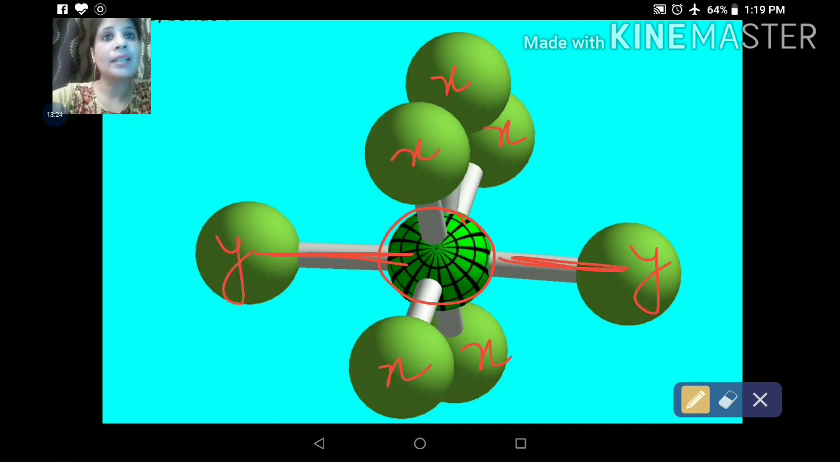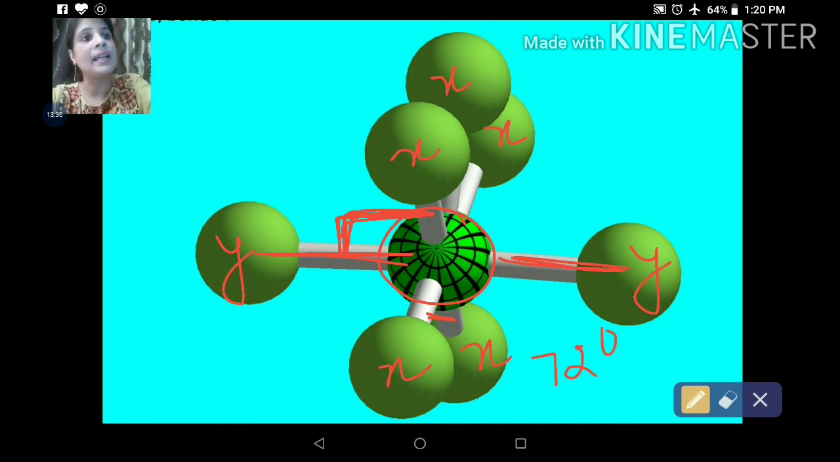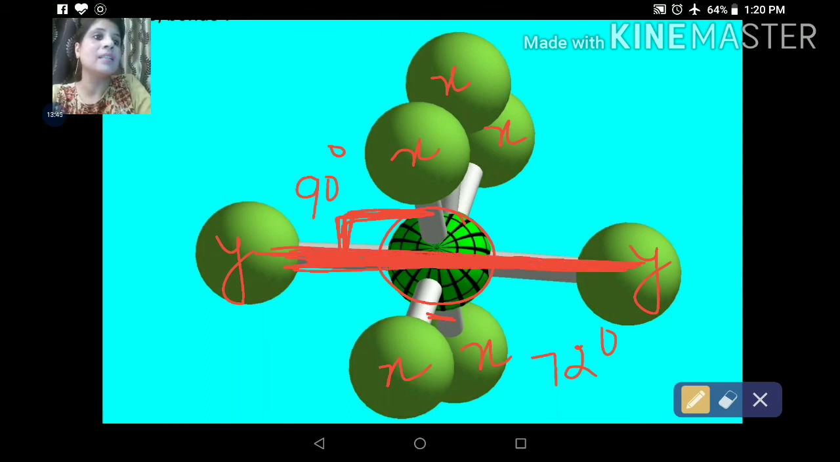The atoms which are in the same plane are at a bond angle of 72. But the bond angle between the X and Y planes, the atom at X and the atom at Y, is 90. But the 2 Y atoms are linear, so they will be at a bond angle of, obviously, the linear angle, 180. And this geometry is known as pentagonal bipyramidal.